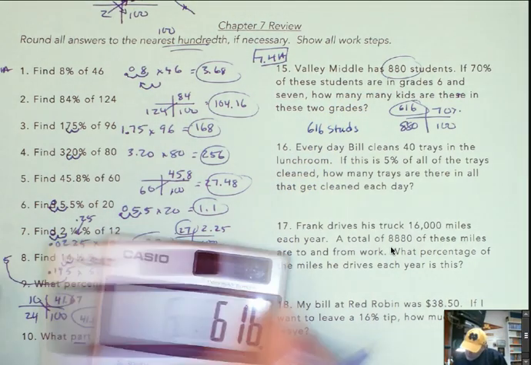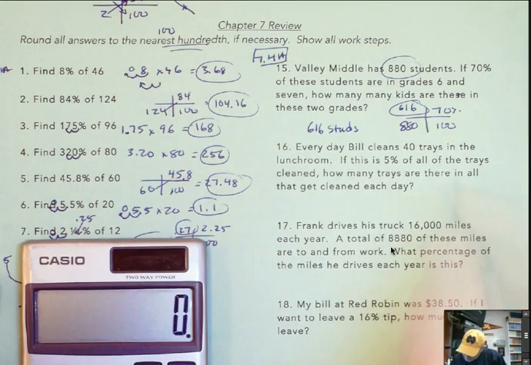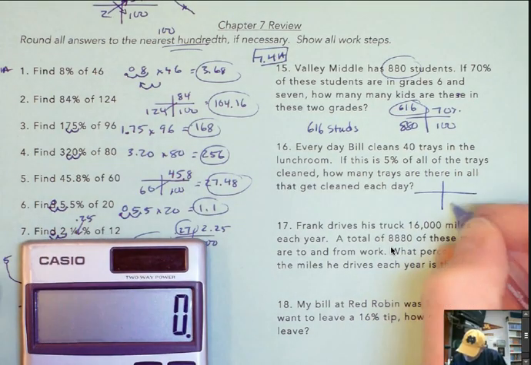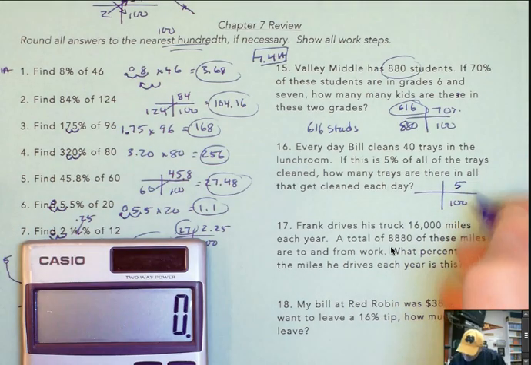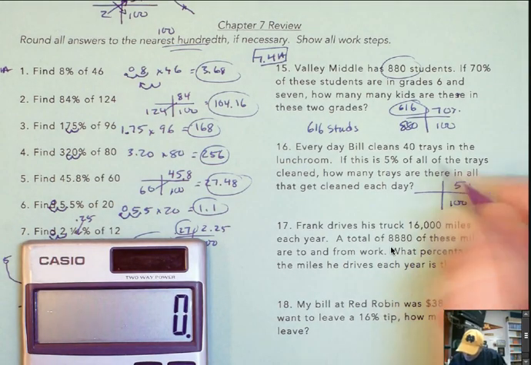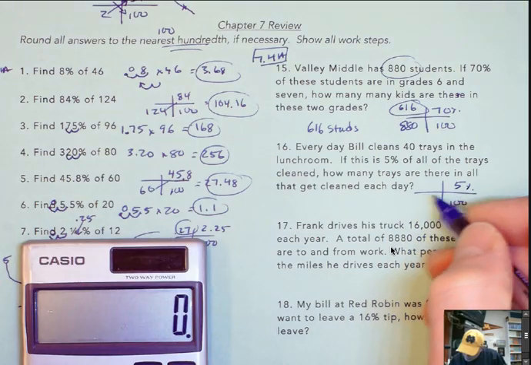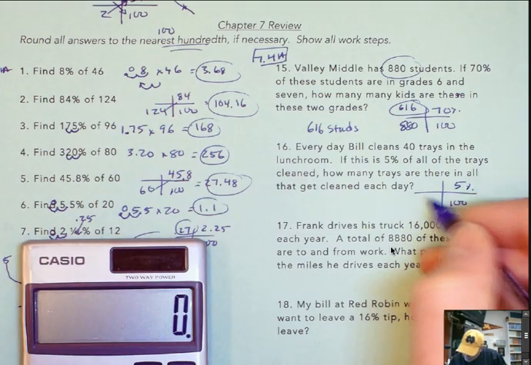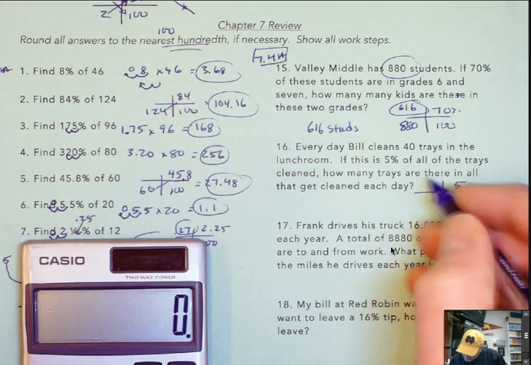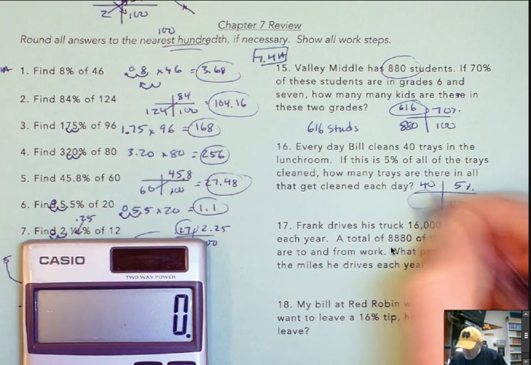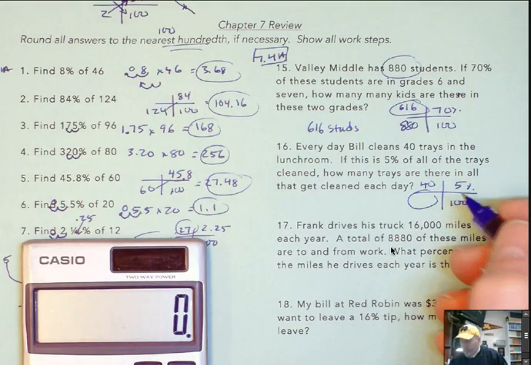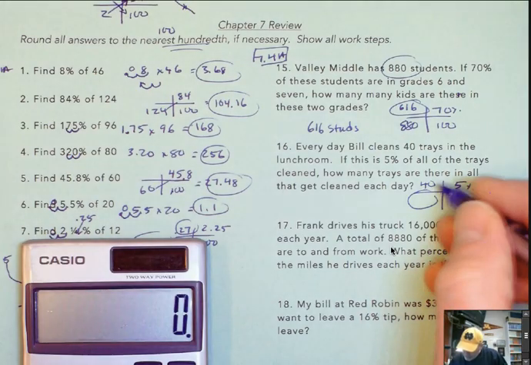All right, this next one, clear this calculator out. 100 in there to begin with this time because I know what's going to happen. Every day, Bill cleans 40 trays in the lunchroom. If this is 5%, put that up there, 5%. Of all the trays cleaned, how many trays are there in all that get cleaned? Well, so if this is 5%, we know that 40 is the part of it. It's not all of it. There's more than 40 trays in the entire school. He just cleans 5%, a small percentage.